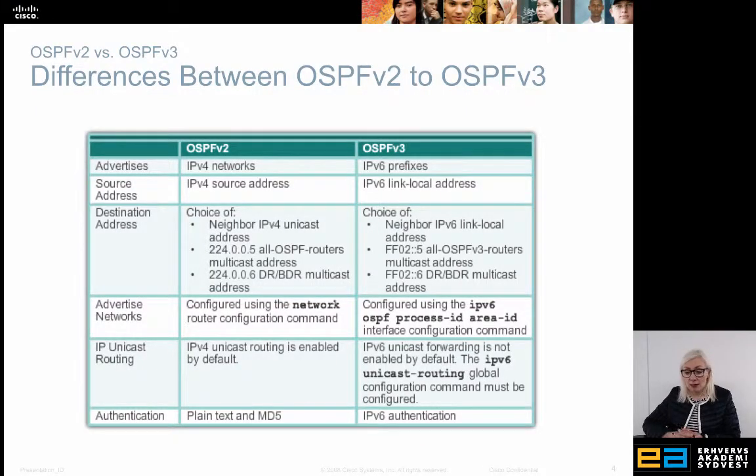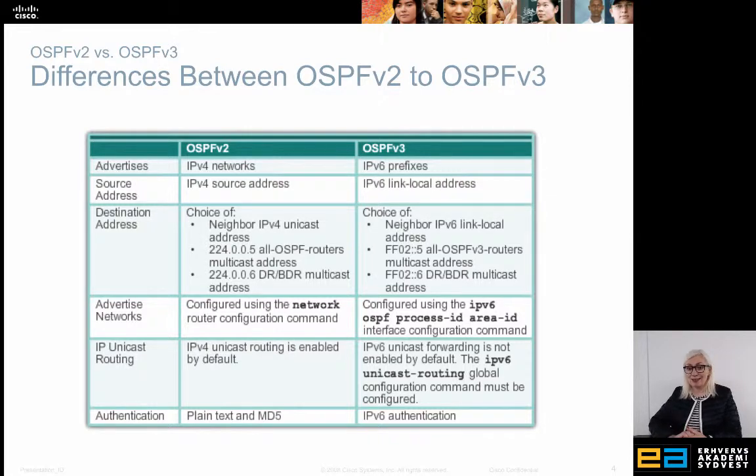If you look at the differences, of course, it advertises the IP version 6 networks and prefixes instead of the IP version 4 networks. It uses the link local address of IP version 6. The destination addresses could be either a link local, a global, or a multicast address. We do not use the network command when it's OSPF version 3. We set IPv6 OSPF process ID, area ID on the different interfaces that we want to be a part of our OSPF setup.